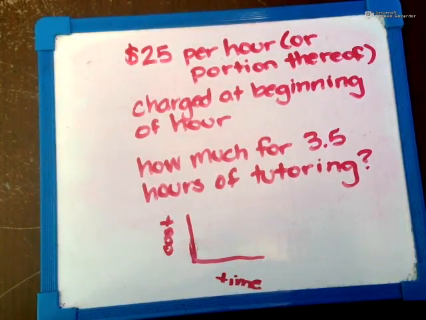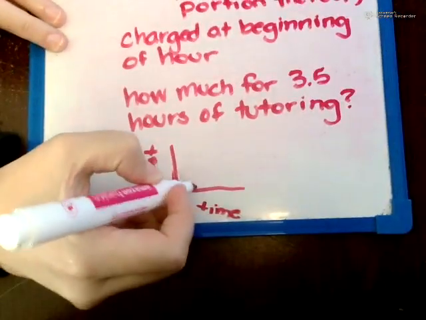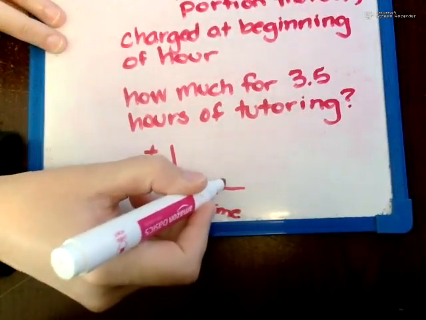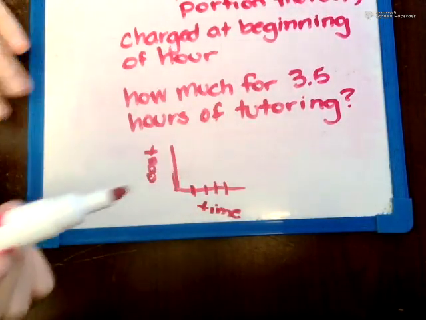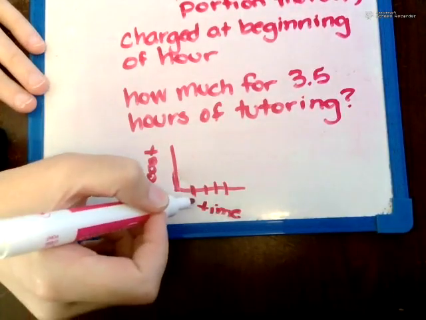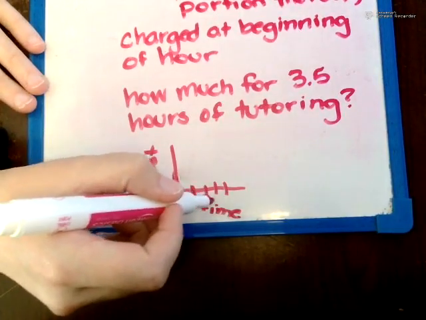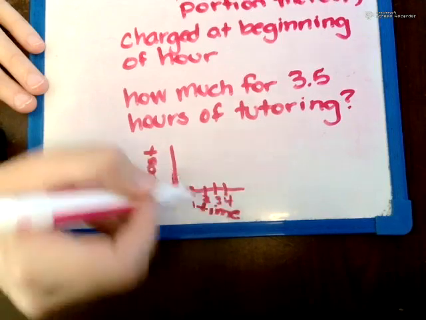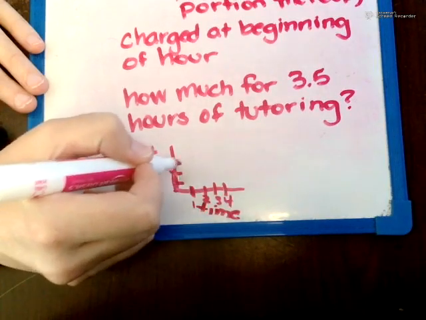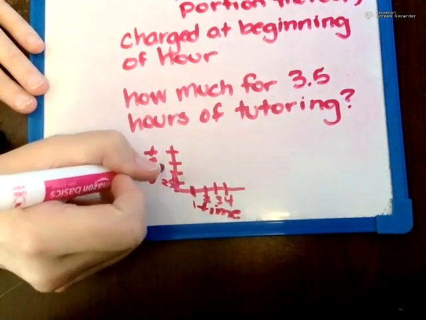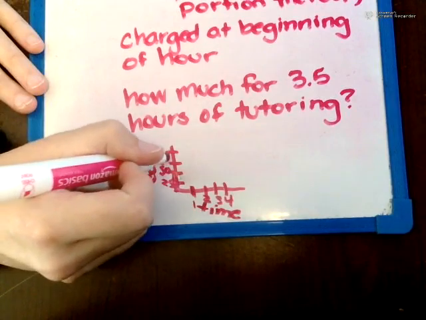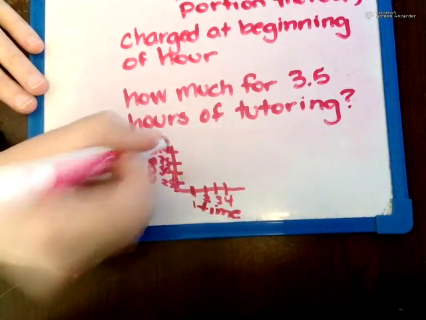Okay. So let's say that for time we're going to go by hours, right? So it's going to be 1, 2, 3, 4 for this scenario because they want 3.5, which is going to be right about there. Okay. So this is going to go by ones, 1, 2, 3, 4. And over here, we're going to go in units of 25 because that's how much they charge per hour. So 25, 50, 75, 100, right?